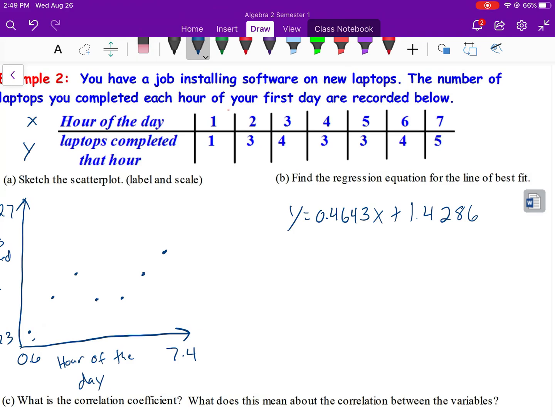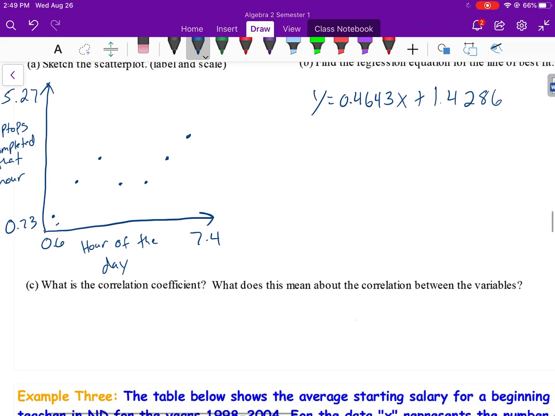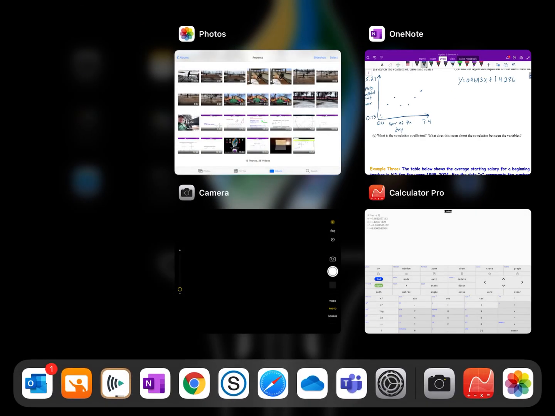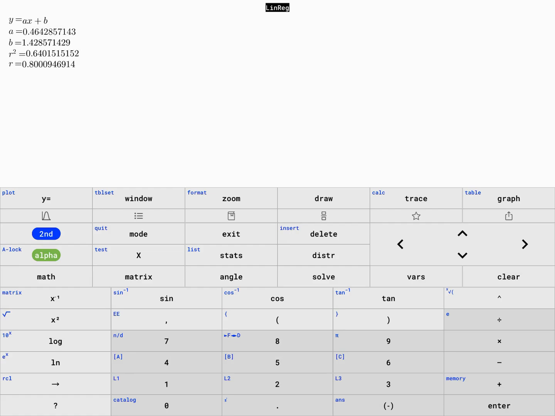Okay, that equation tells us what it will be. Now, what is the correlation coefficient? Again, that's that r value that was given to us. So 0.8001.